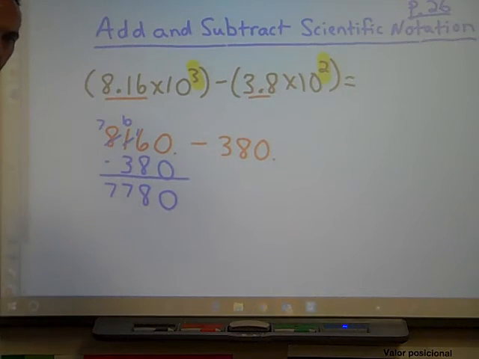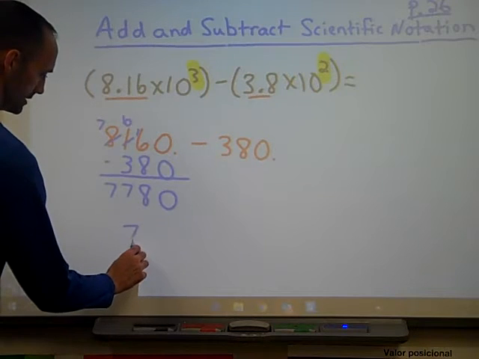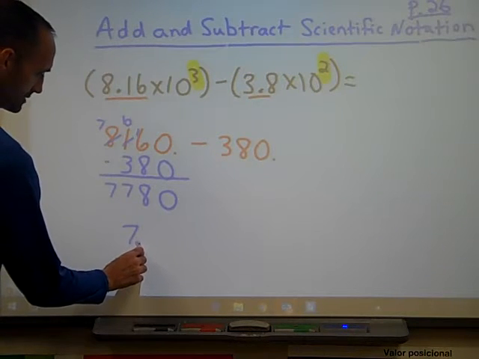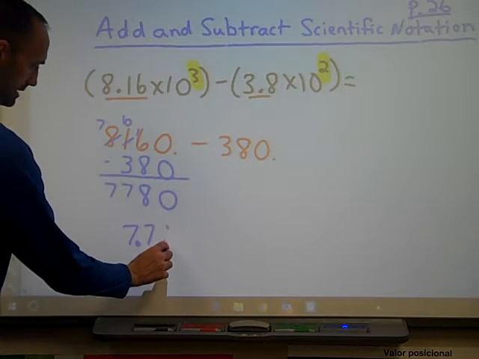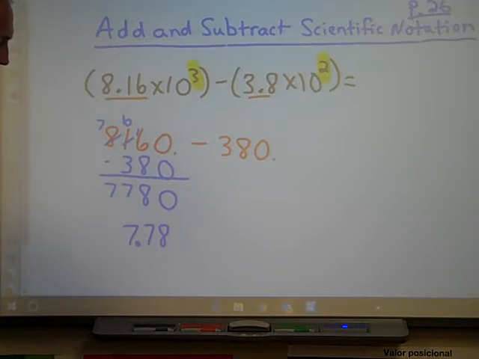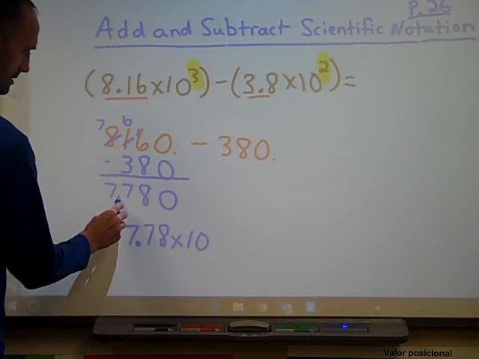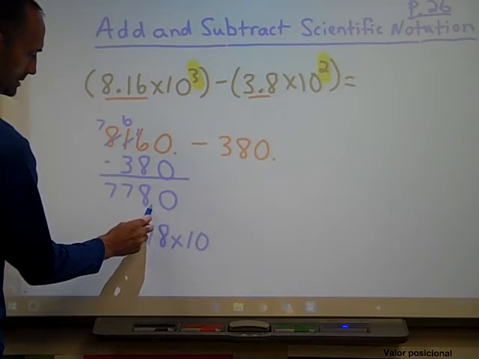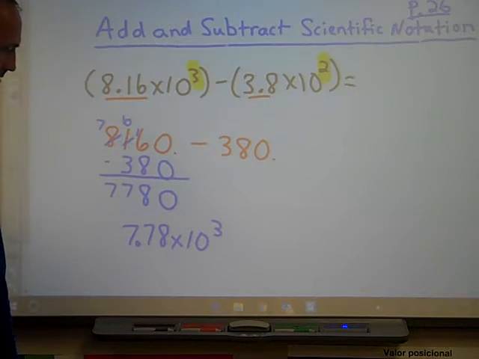Then I'm going to take that and I can change it now back to scientific notation. So the decimal goes after the first number that is not a 0. Copy everything else until we have just zeros. Times 10 to the, it was here, 1, 2, 3 to the right, makes it a positive 3.